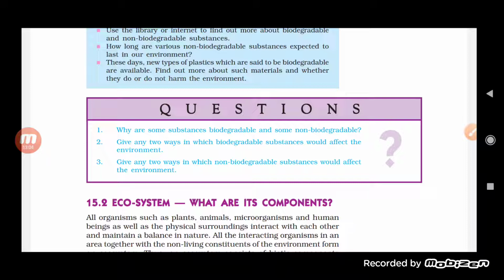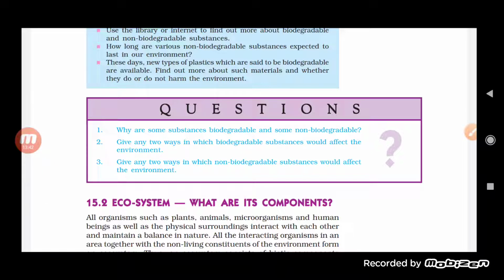Now, give any two ways in which the non-biodegradable substances would affect the environment. It is having a lot of harmful effect. If we talk about a very easy example, plastic or the fertilizers are non-biodegradable. Now you see here, if we use the fertilizers continuously, then it is going to degrade the quality of the soil. Not only this, if we talk about plastic, you know that the plastic can remain for million years, and when it is not decomposed, what will it do? It will affect our environment again.